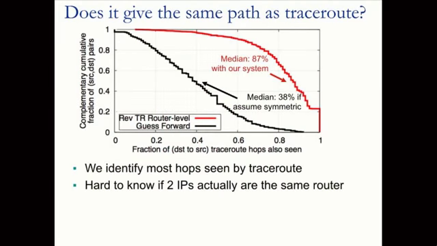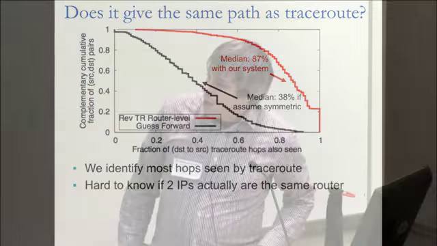So it's not just Planet Lab biases that got us the results. This graph is showing that comparison. On the x-axis, we have the fraction of the direct traceroute hops that we also saw using our reverse path measurements. And then it's a CDF of the paths that we looked over.